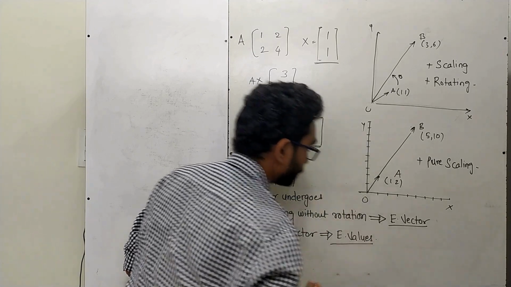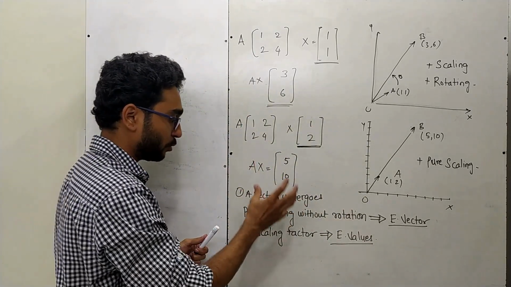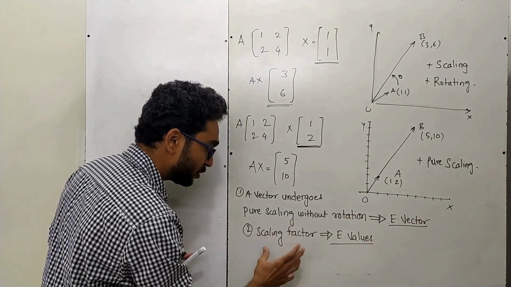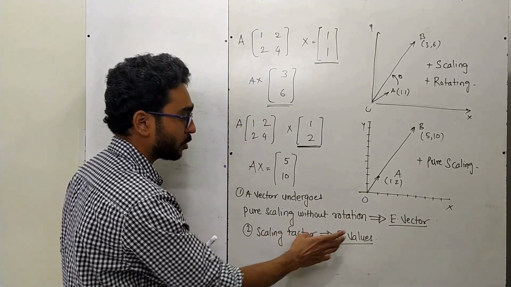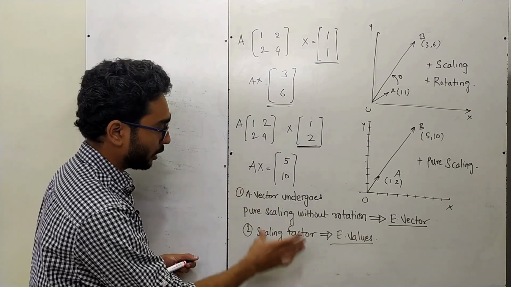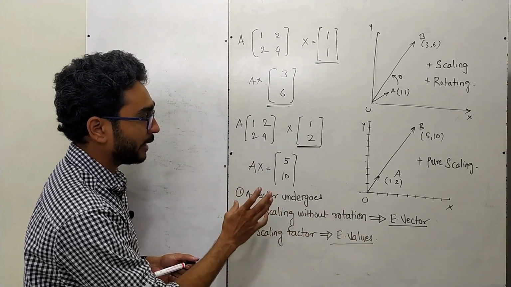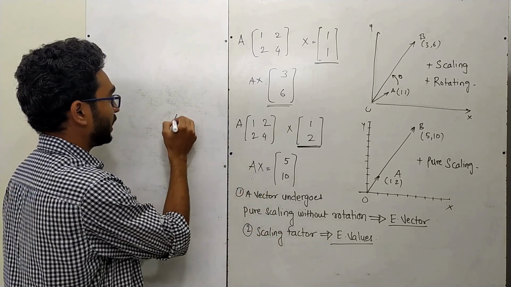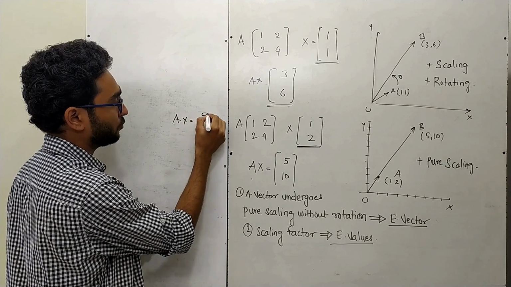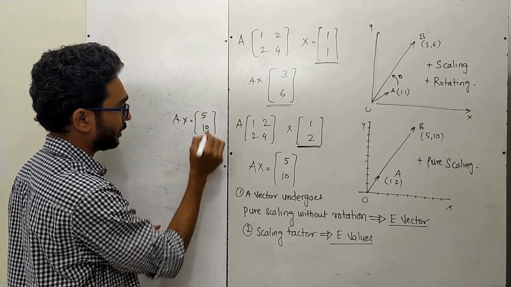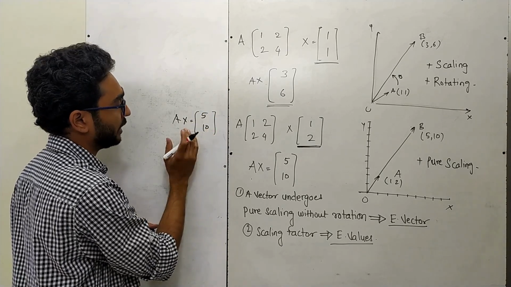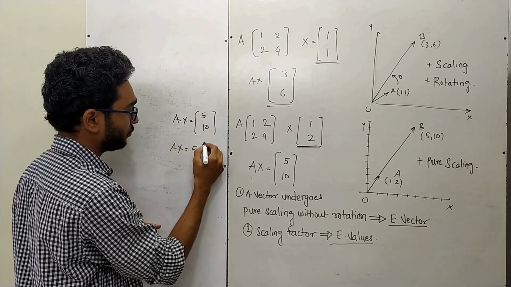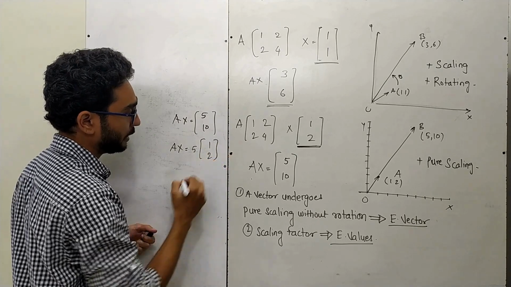Okay, so a vector which undergoes pure scaling without any rotation is an eigenvector, and the factor by which it has been scaled is called the eigenvalue. I will show how exactly the scaling factor works and what exactly the eigenvalue is. Say we have AX equal to (5, 10), right? What I'm doing here is taking 5 common from this row, so we'll have 5 times (1, 2).